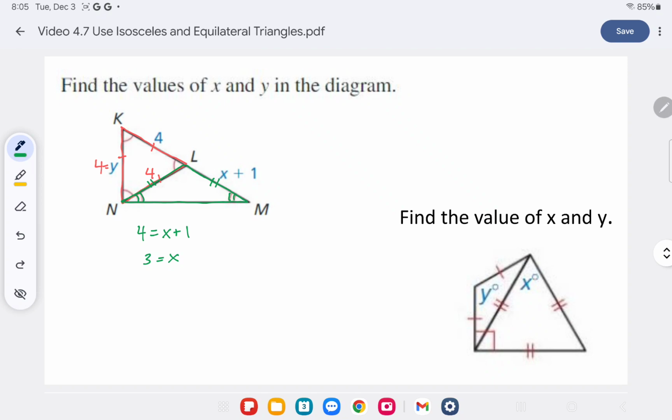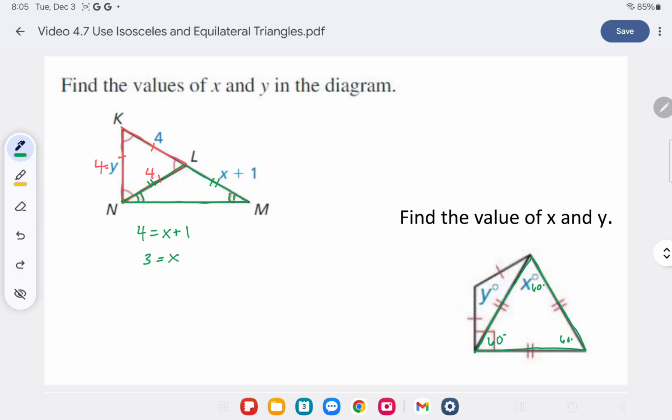Over in the second picture, let's look at the triangle that has the X in it first. All of the sides are marked as congruent. And since all of the sides are marked as congruent, all of the angles are congruent, which means all of our angles are 60 degrees.